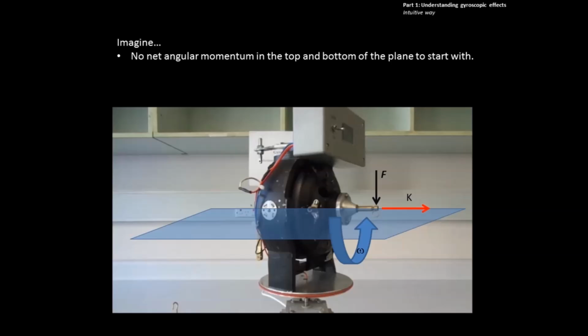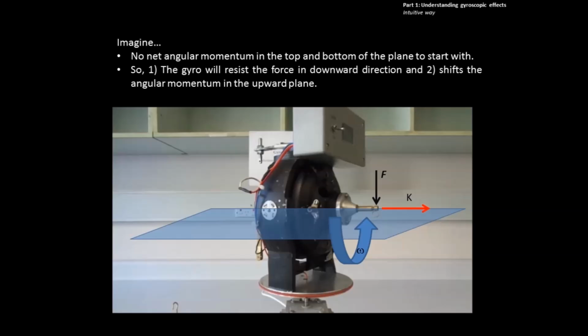So when you introduce a vertically downward force, the gyro will resist that force in that direction, because you can say that it didn't have any net angular momentum acting at the bottom of the plane. Instead, imagine that it shifts the angular momentum in the top of the plane because a force at a certain distance has been introduced in the system.